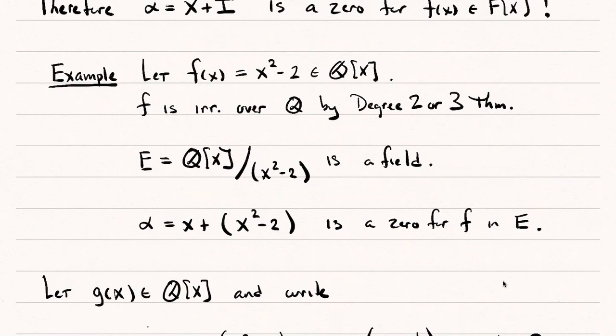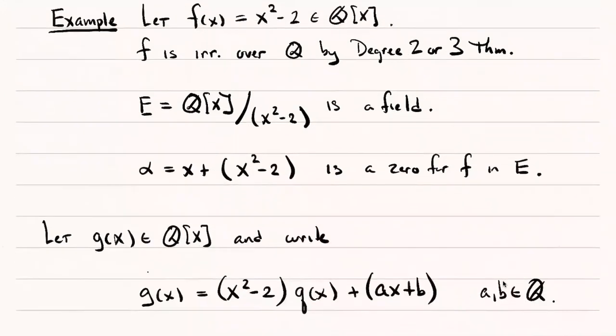But how is that? What does this mean? We know what the zeros for this polynomial are in the real field. They're plus and minus the square root of 2. So what is this thing, and what is E? Where are the real numbers? Where's the square root of 2? Is E the real numbers? Well, we can answer all those questions with our favorite tool, the first homomorphism theorem. We're going to use the first homomorphism theorem.